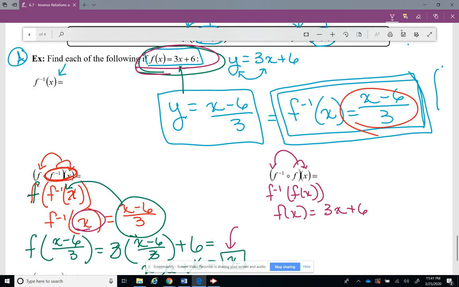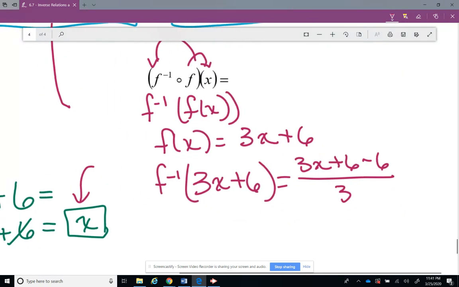Now I have to take that 3x plus 6 and put it into the inverse of f. So the inverse of f, I'm inserting into it 3x plus 6. That means right here where that x is, I have to put 3x plus 6 in its spot. 3x plus 6, but then I have to put minus 6, and then I have to put it all over 3.